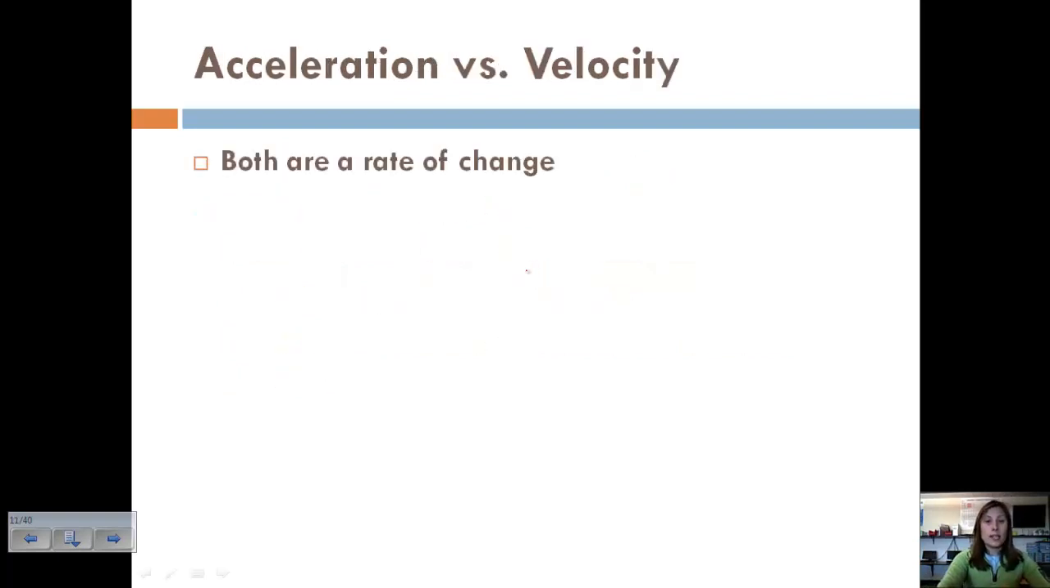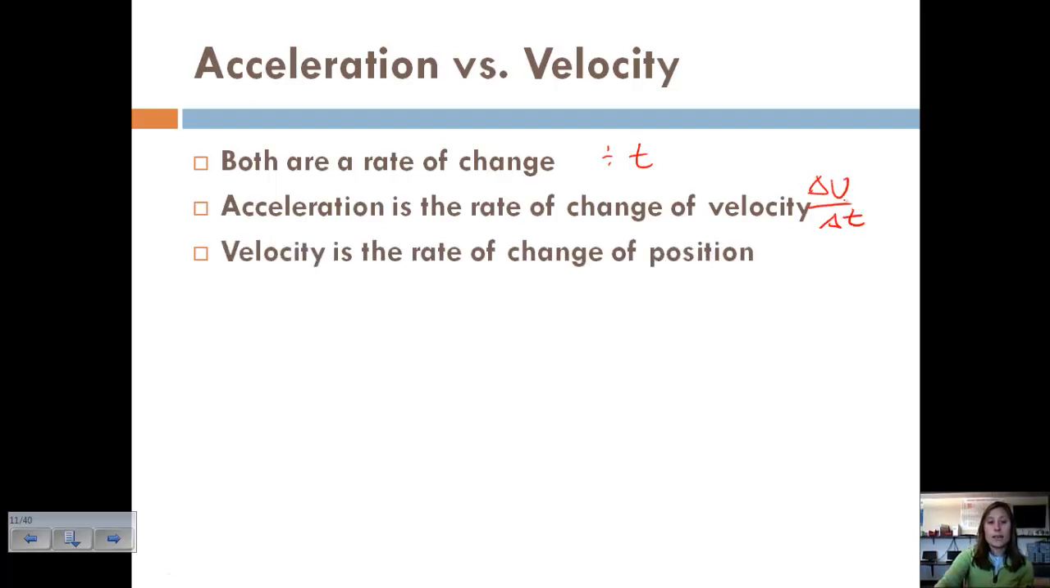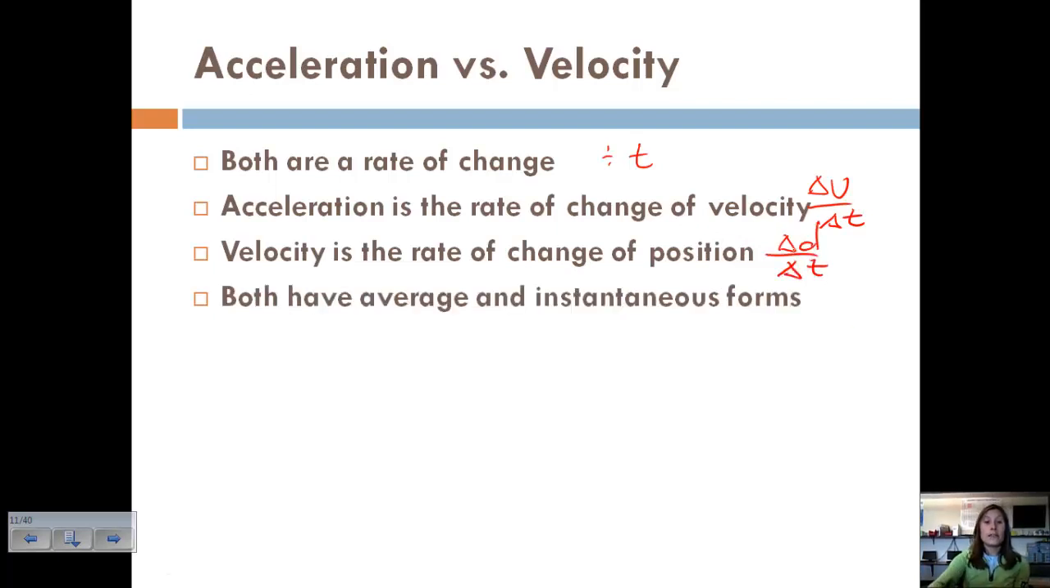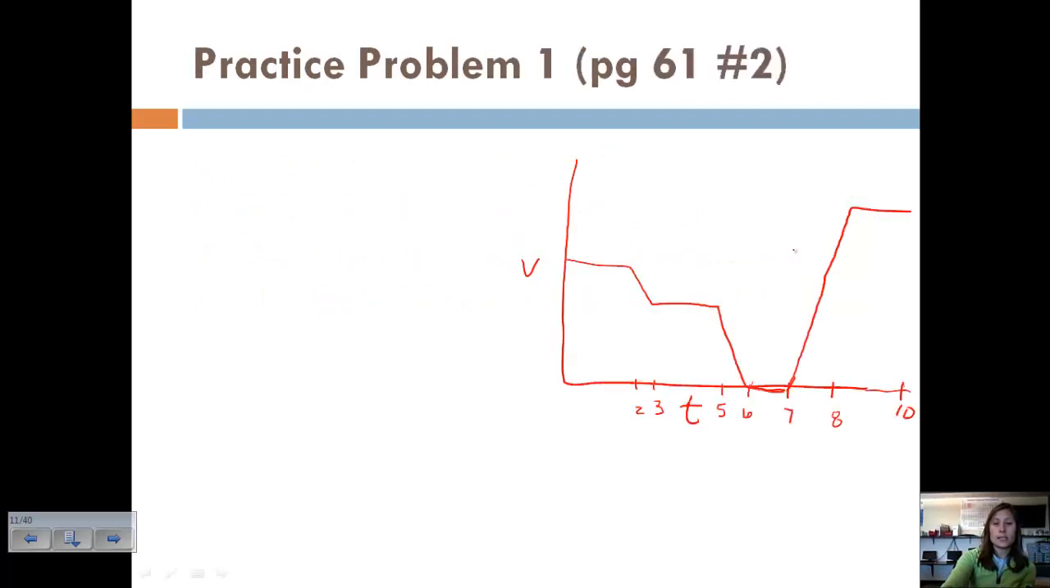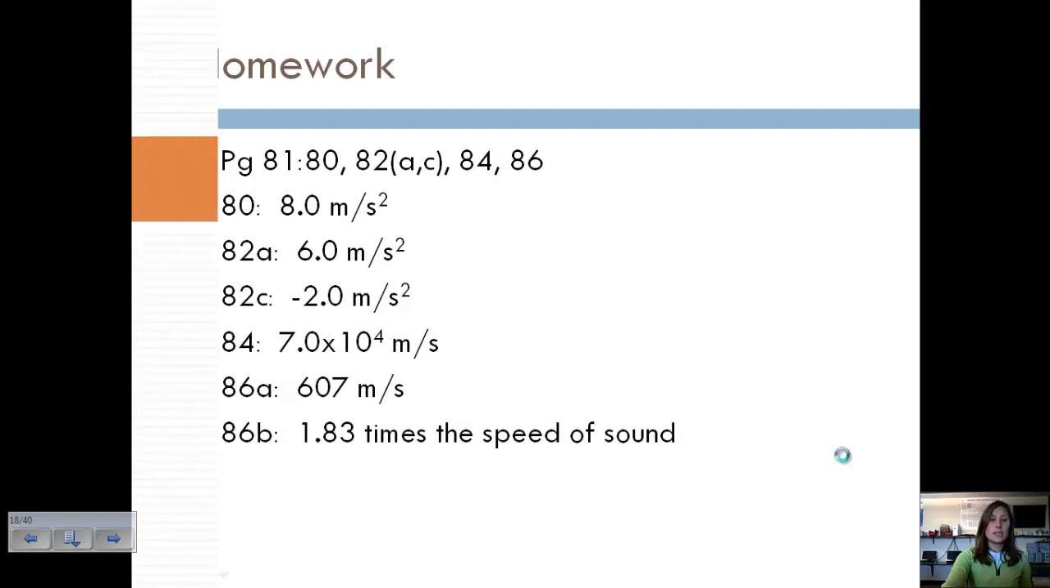Okay, so acceleration and velocity are different, but they're also related. They're both a rate of change. Anything that's a rate of change is always divided by time. Acceleration is a rate of change of velocity because it's the change in velocity over the change in time. And velocity is a rate of change of position because it's change in distance over a change in time. Both can have average and instantaneous forms, and in the last chapter we talked about average and instantaneous velocity, and now we're going to talk about average and instantaneous acceleration. And then we will discuss homework and work on it in class.